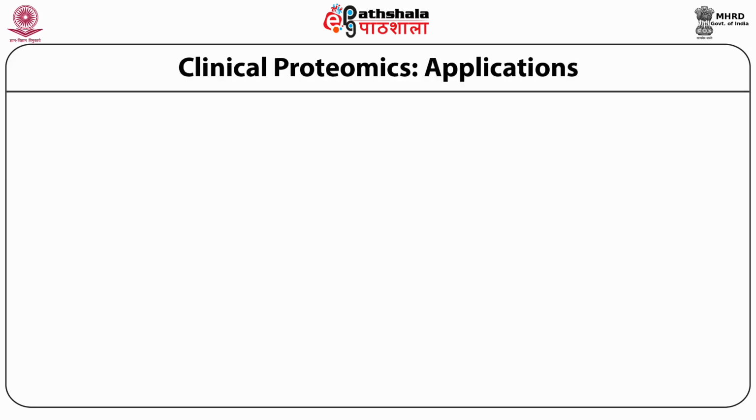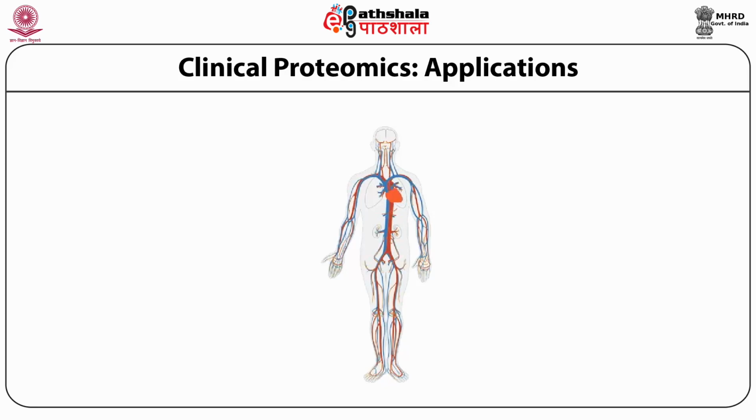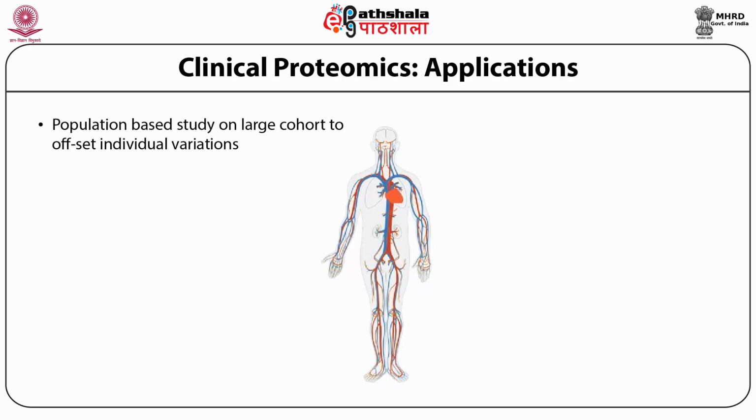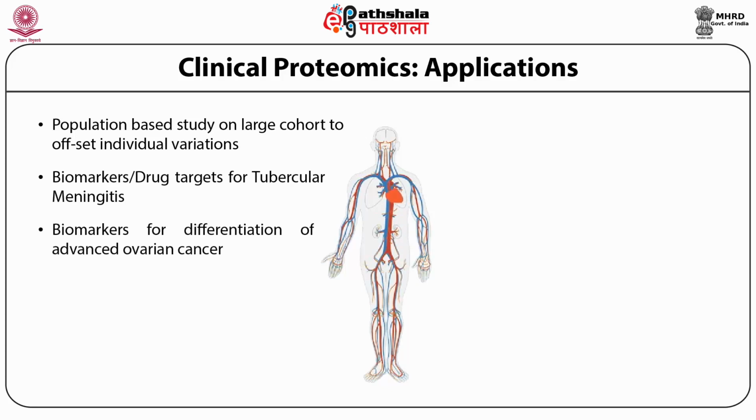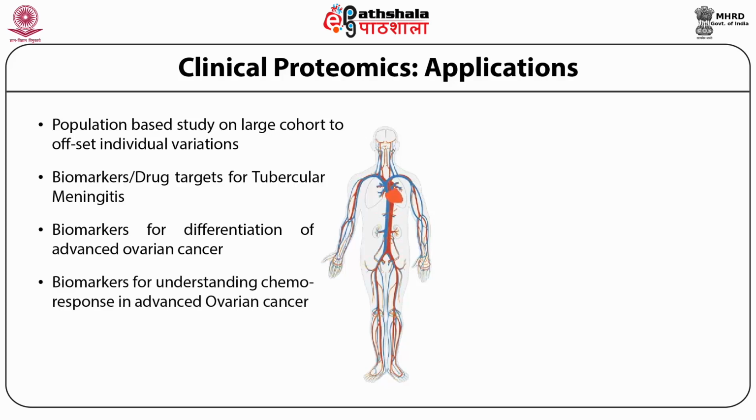Clinical proteomics applications. Here, I will be providing a flavor of all possible things that one could do in clinical proteomics. 1. Biomarkers for differentiation of intestinal tuberculosis from Crohn's disease. 2. Biomarkers or drug target identification for tubercular meningitis. 3. Biomarkers for differentiation of advanced ovarian cancer. 4. Biomarkers for understanding chemotherapy response in advanced ovarian cancer. 5. Biomarkers for Alzheimer's disease.